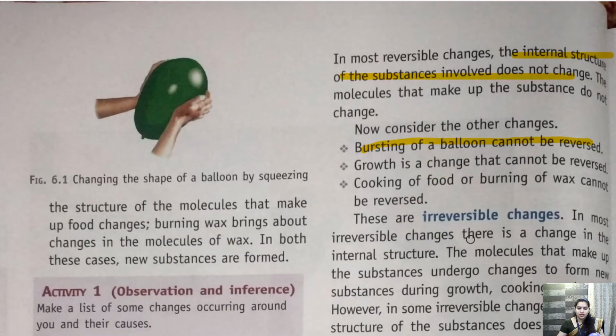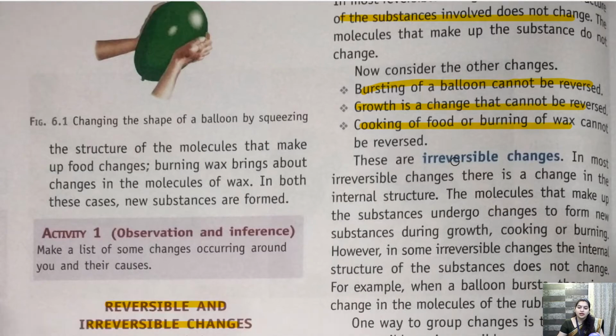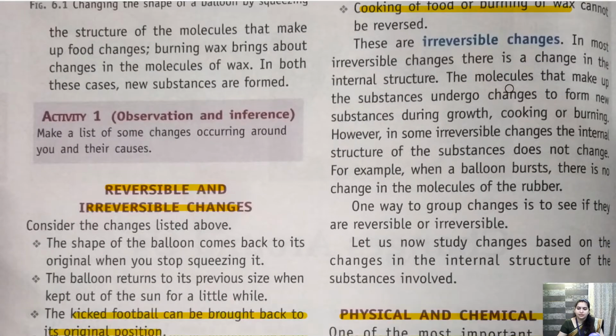So let's see what is written in the chapter. We have talked about bursting of a balloon, which cannot be reversed. Growth is a change that cannot be reversed. Growth also cannot be reversed, be it of animal, plant, or humans. It cannot be reversed again. Cooking of food or burning of wax also cannot be reversed back. So all these are irreversible changes.